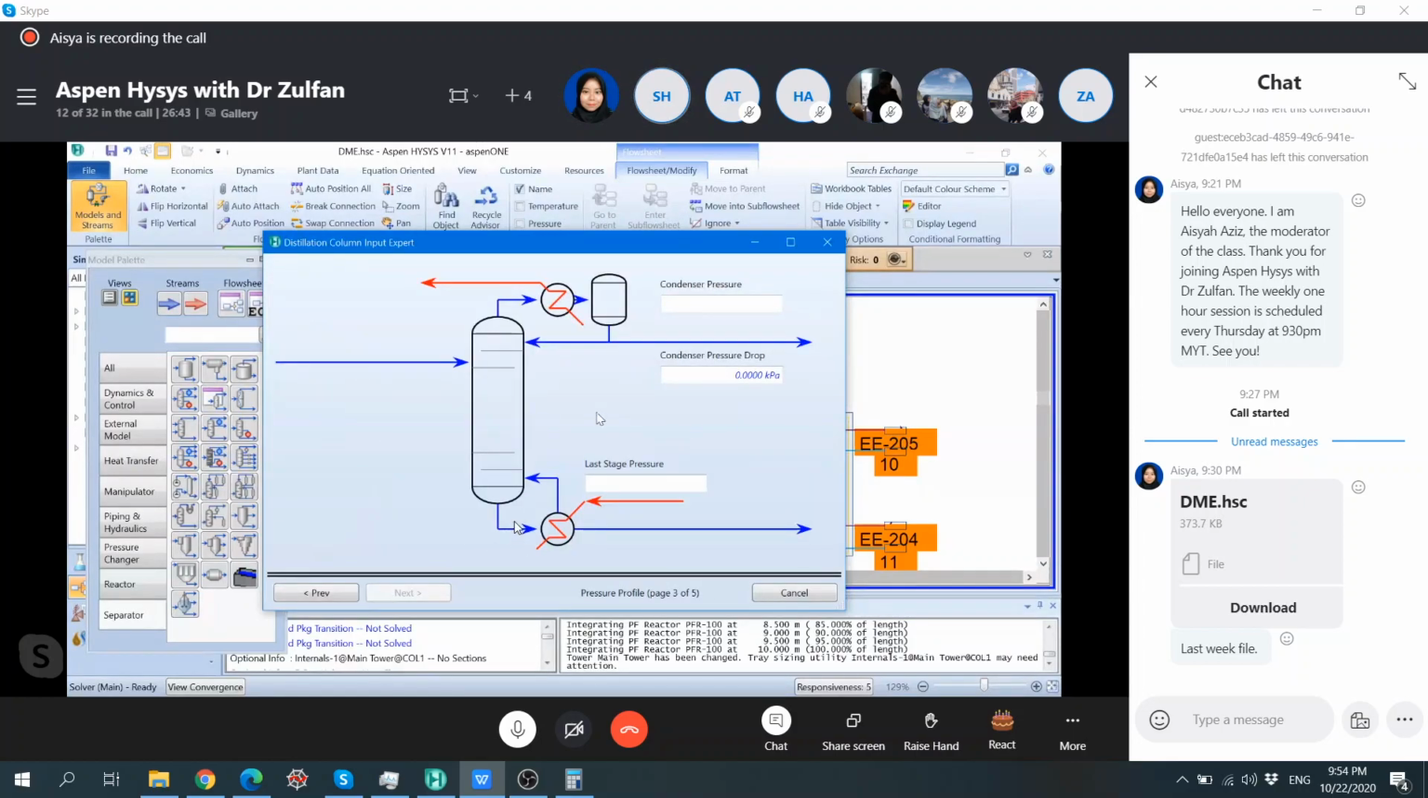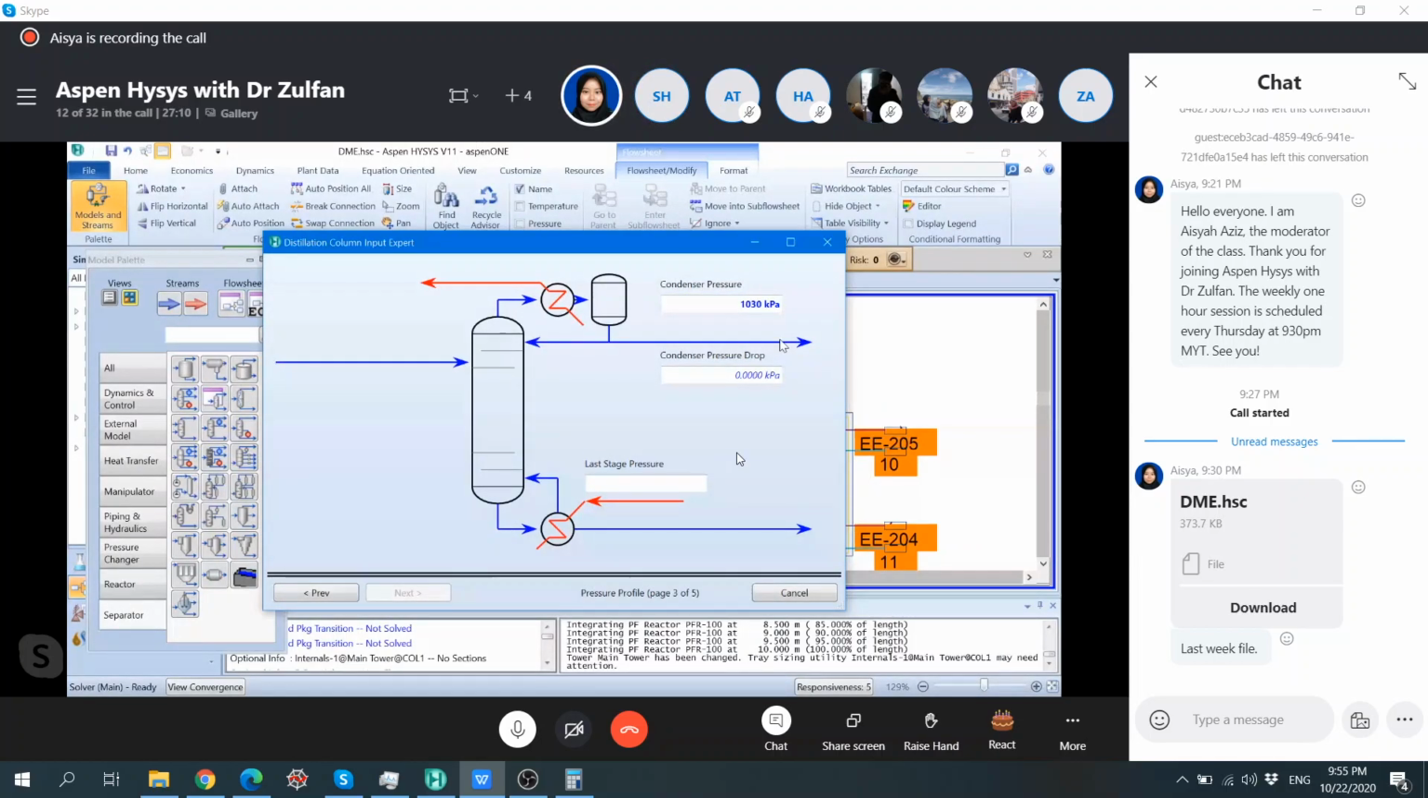Now the condenser pressure. In this case, we need to specify the condenser pressure. If we look in the book, it says that the pressure is about 10.3 bar at the top of the column. So we can use that. That one is 10.3 bar.